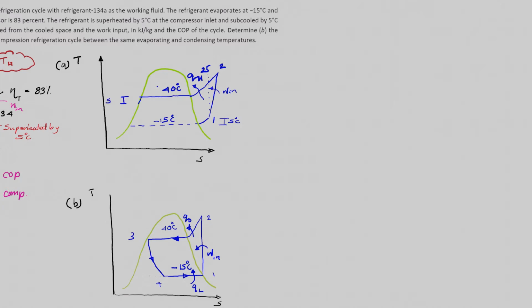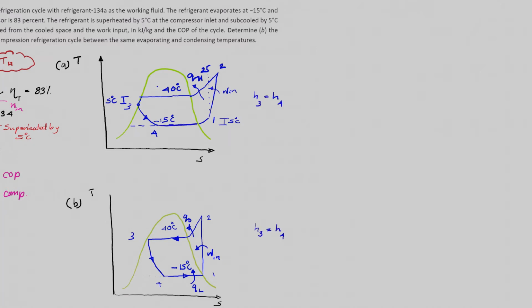When it comes to the actual refrigeration system, we have 5 degrees Celsius superheating, and then the compression, and then the condenser. Let's call the actual exit from the compressor point 2, and the hypothetical exit if the compressor was operating isentropically point 2s. Then we have the condenser output being subcooled by 5 degrees Celsius, and the expansion process in the throttling valve, which is an isenthalpic process.